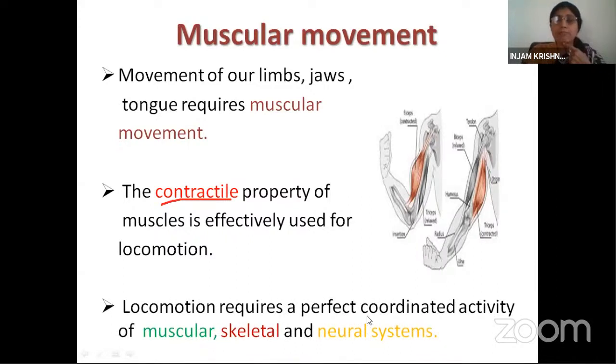Locomotion requires a perfect coordinated activity of muscular, skeletal and neural systems. As I told you, muscular and skeletal both are integrated systems and both of them function by the initiation of neural systems, because they are voluntary functions. So three of them coordinated and then do the function. This is about the muscular movement.